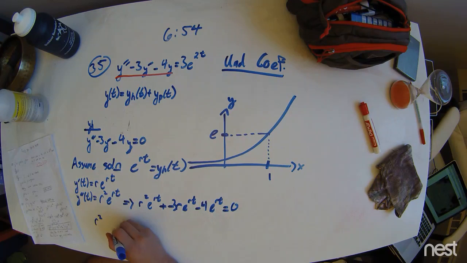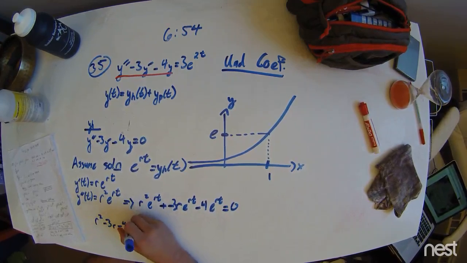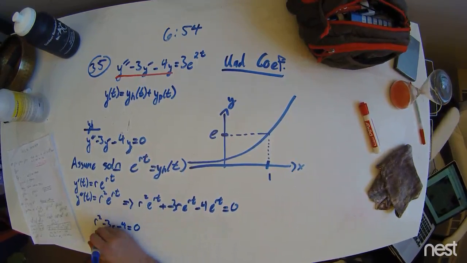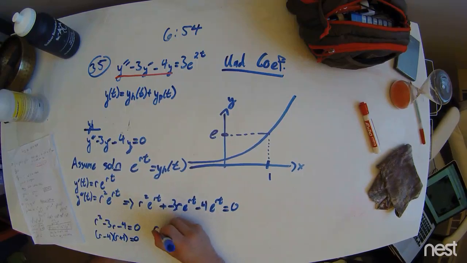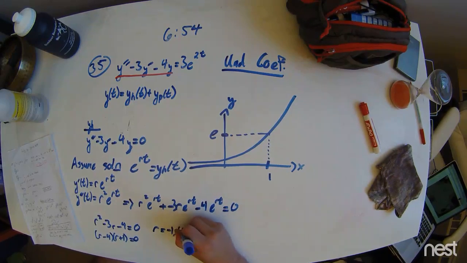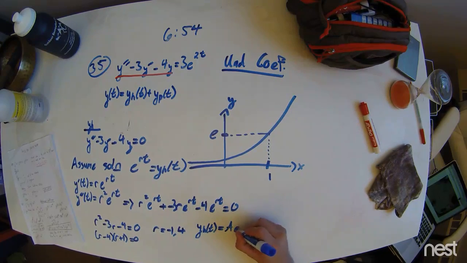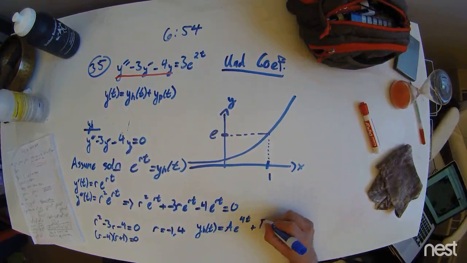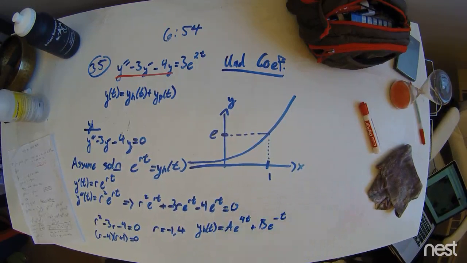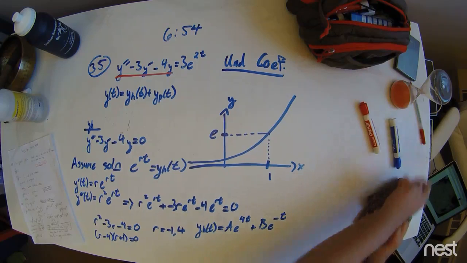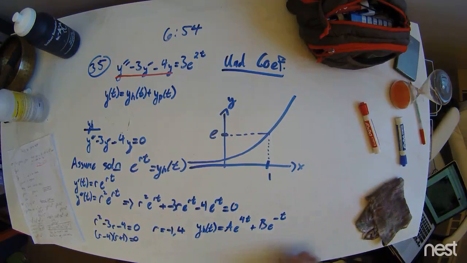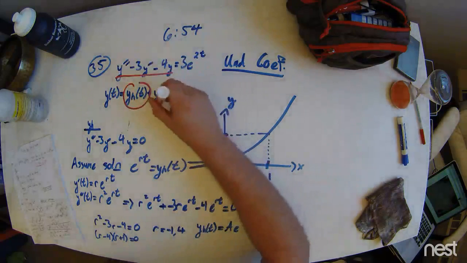So now we have an expression for r. We can solve this for r. So now we have r equal to minus 1 and plus 4. So now we have our y homogeneous solution. However, that is only one part of the whole entire solution. We still need to solve for y particular, right here.